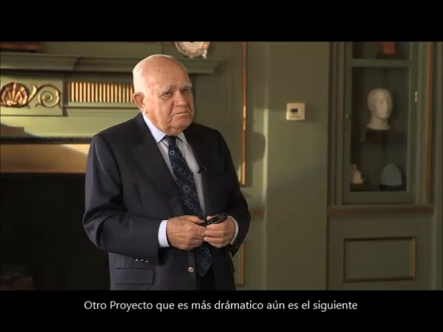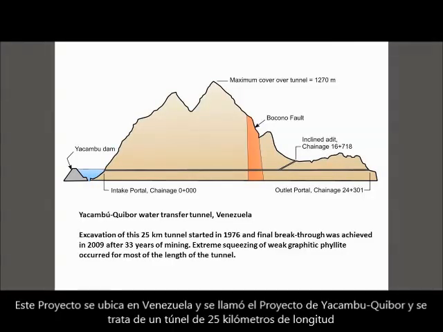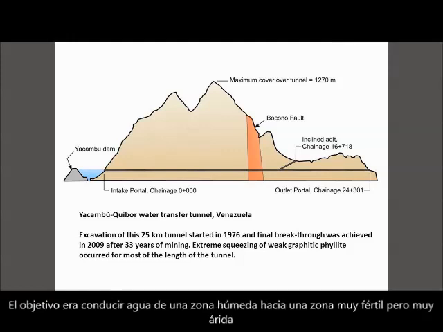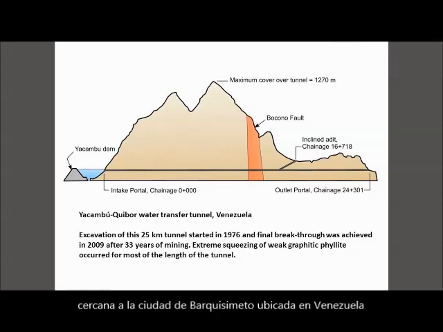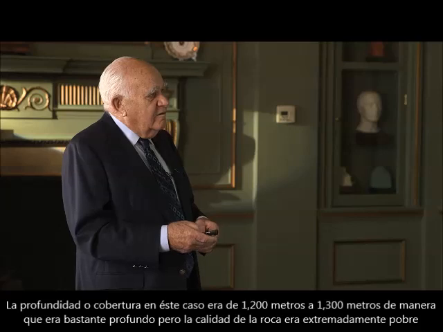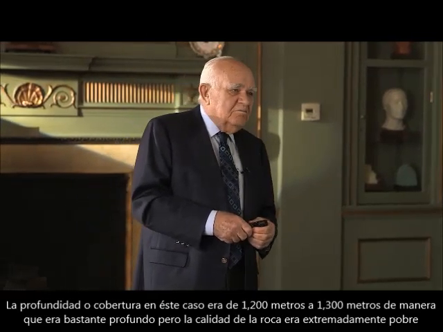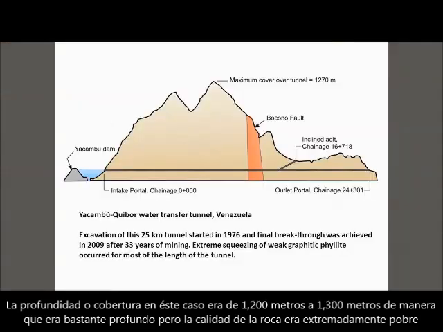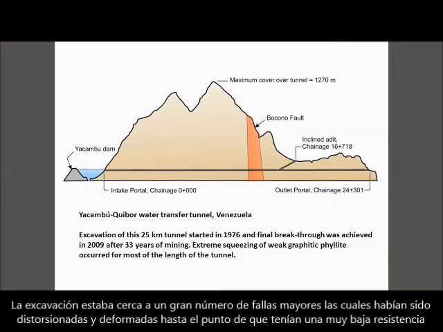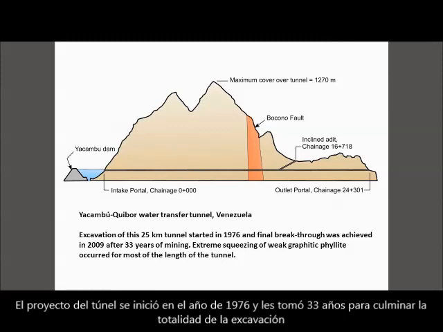Another project that is even more extreme is this one, which is in Venezuela. It's called the Yacambú project, and it's a 25-kilometer long tunnel to take water again from a wet area through into a very fertile but very dry area near the city of Barquisimeto in Venezuela. The cover in this case is about 1,200, 1,300 meters, so it's quite deep, but the rock is extremely poor. It's close to a large number of major faults, and it's been distorted and deformed to the point where it has very low strength. The tunnel project was started in 1976, and it took them 33 years to mine all the way through.